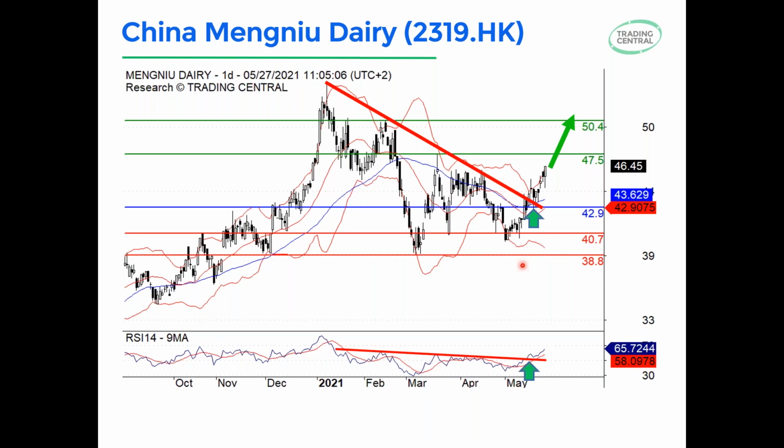At the start, we are going to tell you how to enter a trade. This is the point where we focus and enter a trade like this. Okay, we have one breakout on RSI, we have another breakout on stock price. Good move, okay? So our stop loss here is 42.9, okay? We are now seeing the stock can move up to 50.4 Hong Kong dollar.